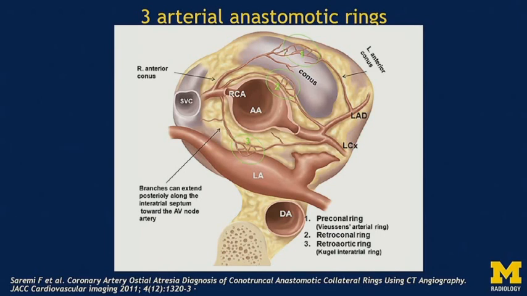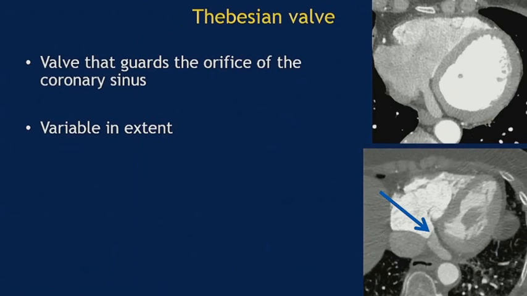Now, one of the distractors, and this is simply because I was running out of ideas for a possible distractor, I put in was a Thebesian. It's not any kind of collateral pathway, rather it's the name of the valve that guards the orifice of the coronary sinus, and it can be very variable in extent. It can range from barely being seen to being almost a complete fold, as you see here.